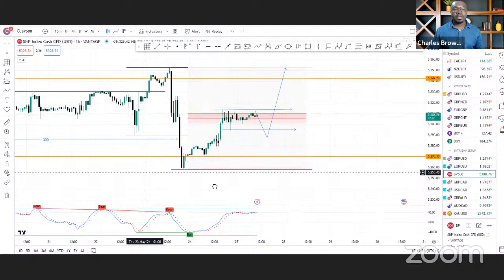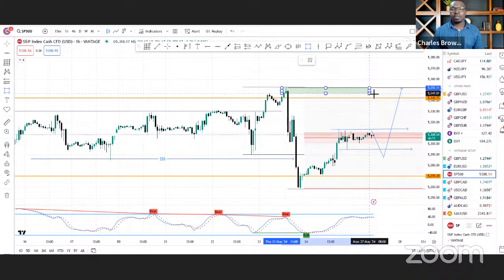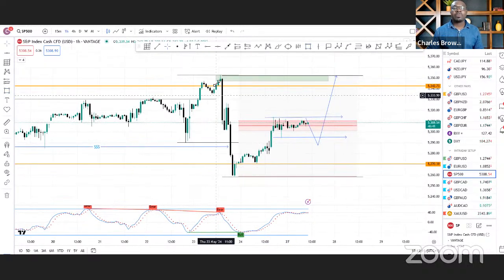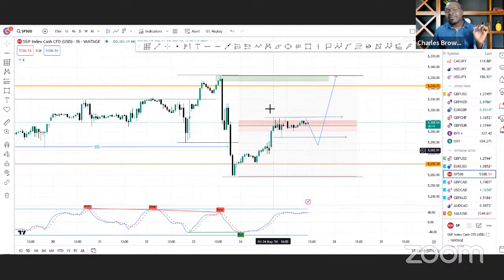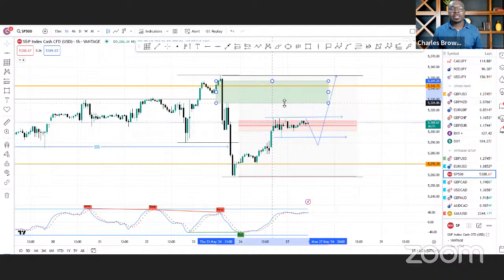So, okay, look at this pair. The primary order block is this area. That's the primary order block, and that's what a lot of people, most people, trade. So they'll wait for price to come up there and drop. Now, the fair value gap is this, between that low and this area.